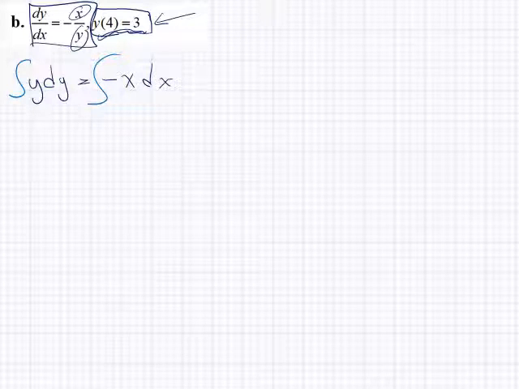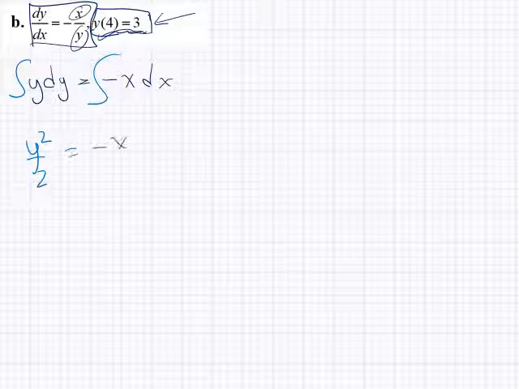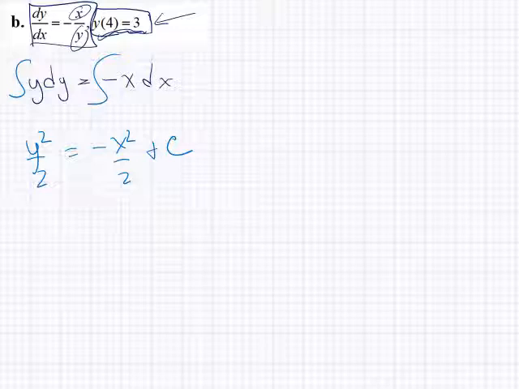And so ultimately what we're going to get is y squared over 2 equals negative x squared over 2 plus c. I'm going to play with this a little bit. I want to make it look a little bit nicer. This is fine, but we could definitely clear this out a little bit better. What I can do is multiply this whole equation by 2.